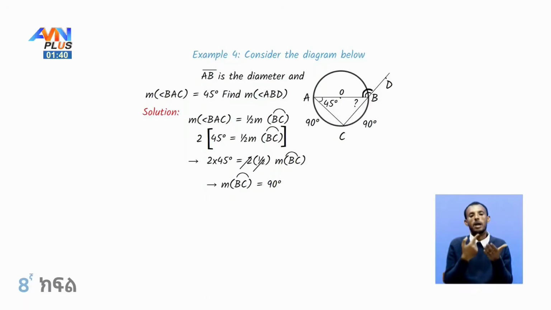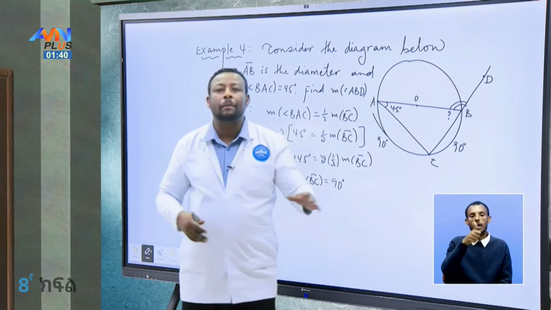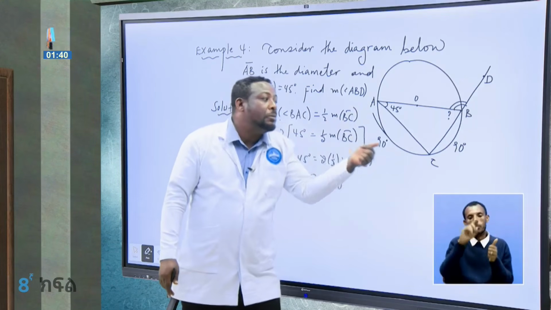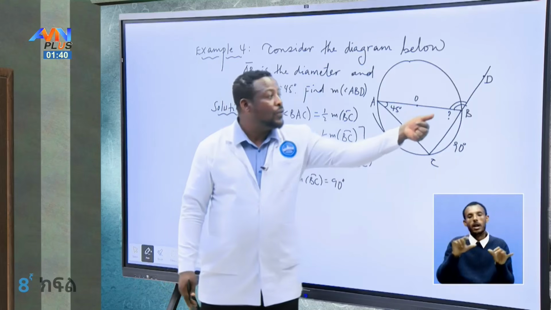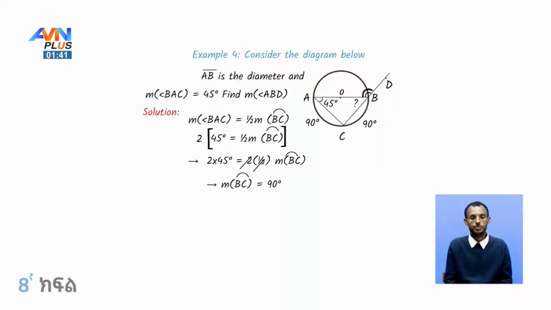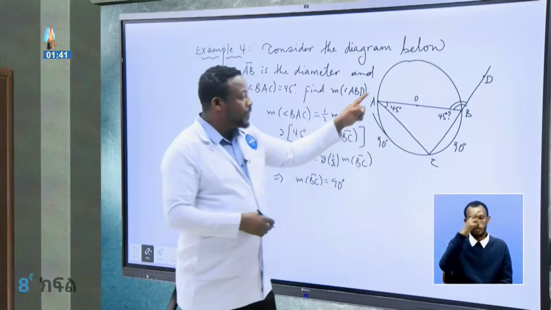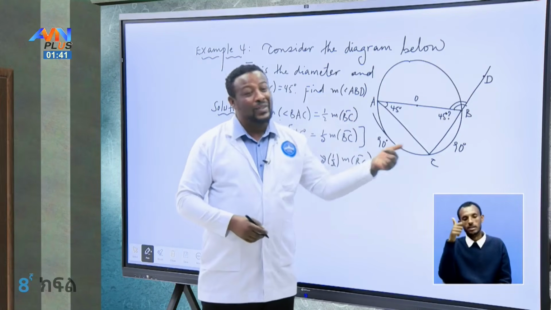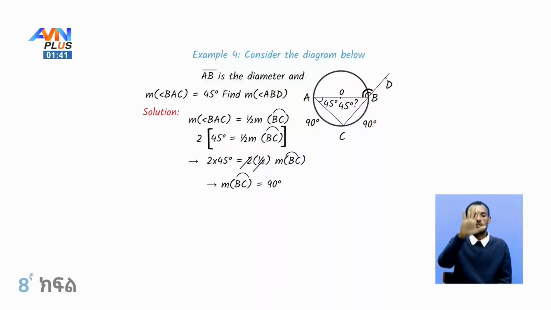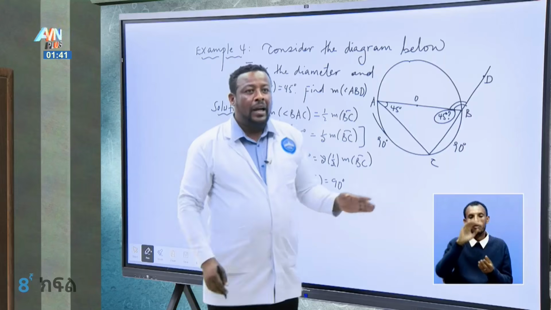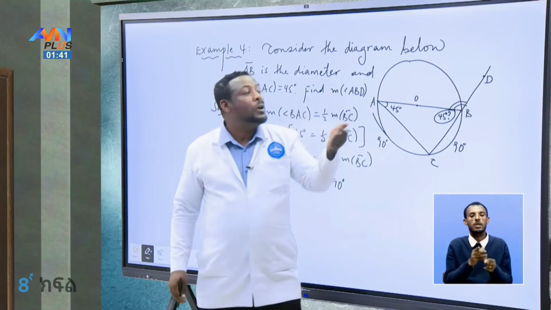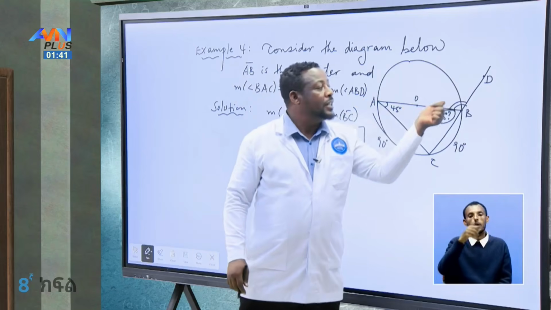The degree measure of this part, arc ABC, can be known. Because this is an inscribed angle, which is half of the degree measure of the arc subtending it, this angle becomes 45 degrees. If the arc is 90, the angle is half of the arc subtending it. So this part is 45 degrees. Now, we are asked to give the degree measure of ABD, this part.